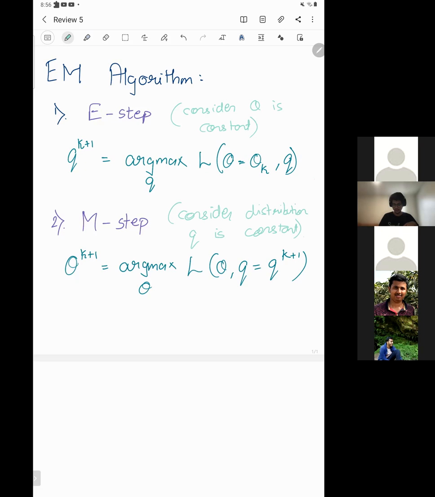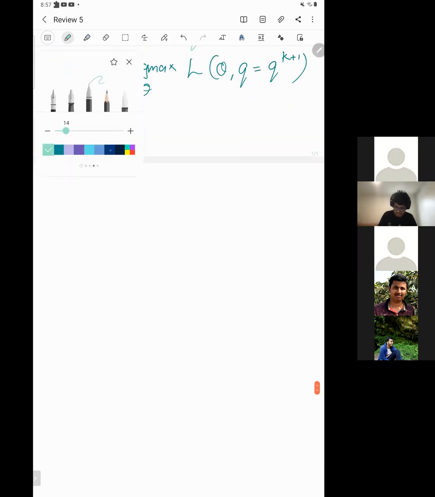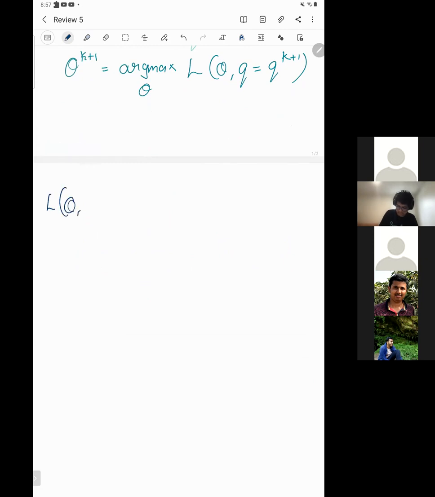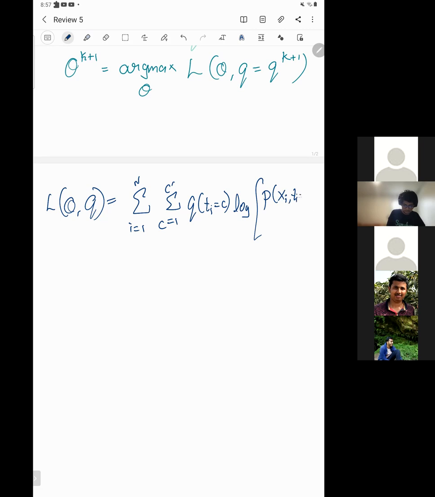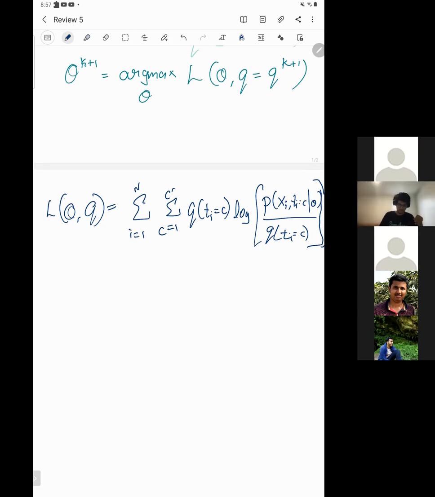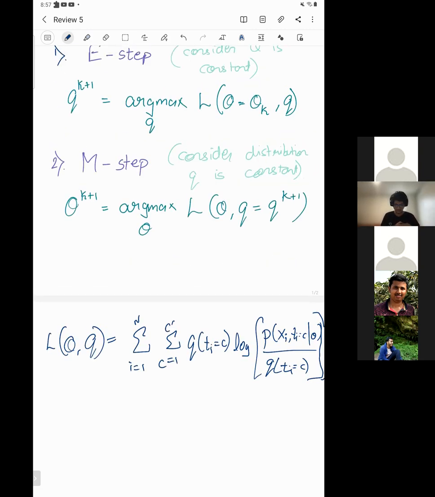Just plug in the equation of this. And we know L of theta, Q, the lower bound, is just a summation over samples, and in the discrete case, a summation over all the classes. So we'll just plug it into the Argmax and see how it evaluates.